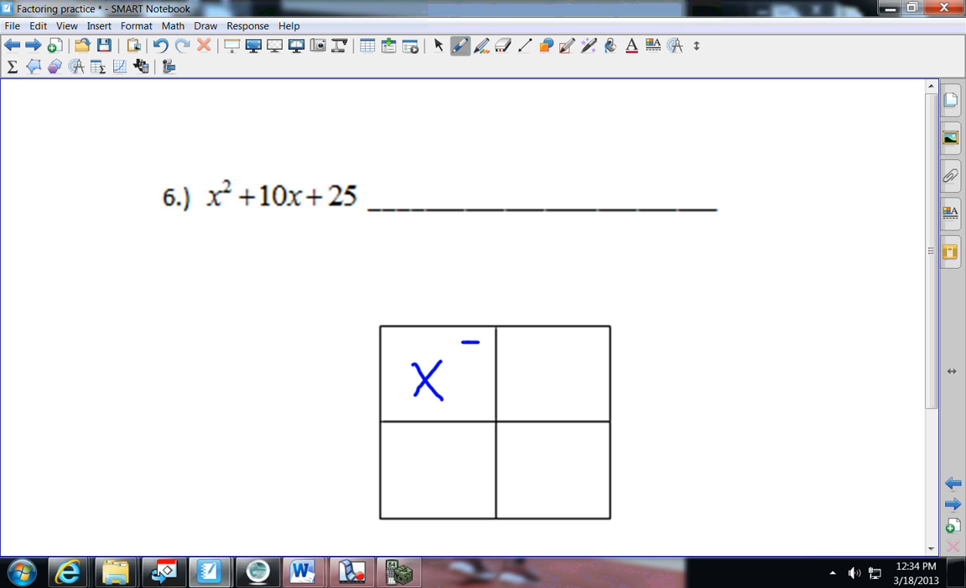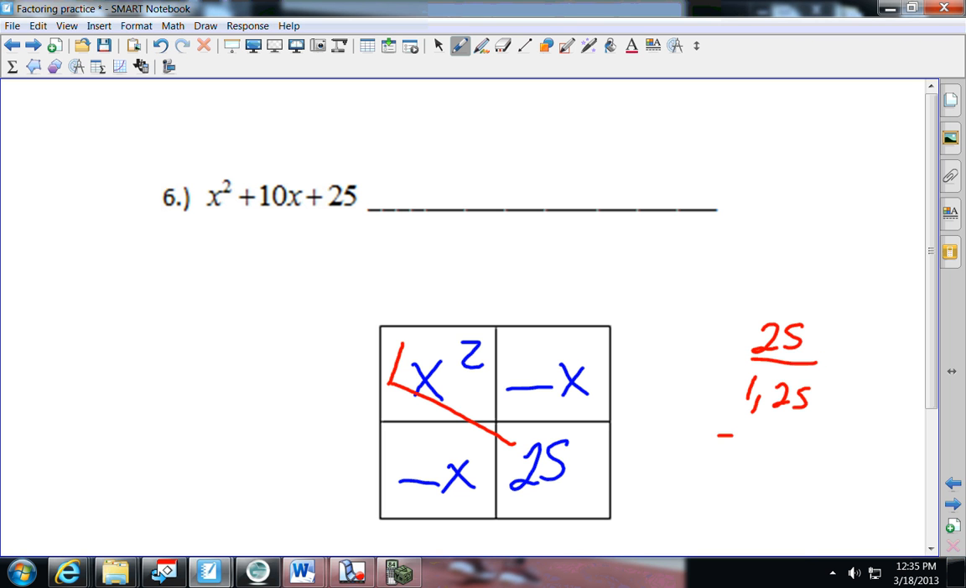I'm going to put the x squared in the top left and the 25 in the bottom right. Then I have something x, something x. Remember, you take the number in front of the x squared. 1 times 25 is 25. I need the factors of 25. What multiplies together? I've got 1 and 25, negative 1 and negative 25, 5 and 5, and negative 5 and negative 5. But what do I need to happen with those factors? They need to equal positive 10 when we add them together.